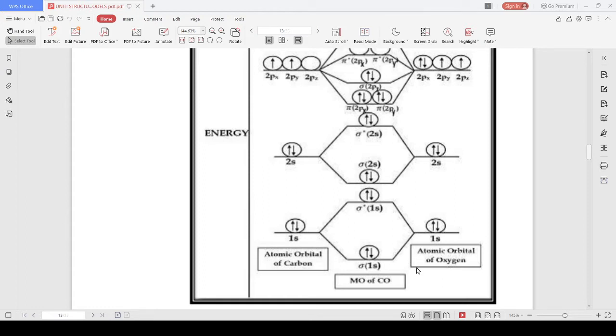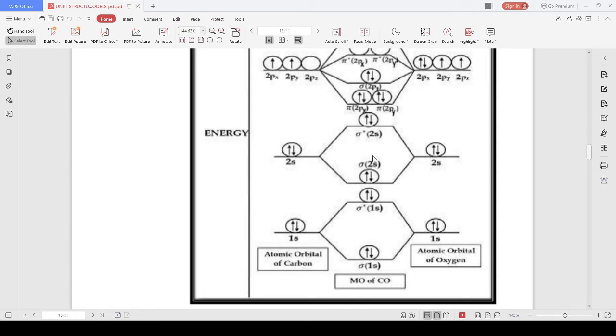At the same time, in the atomic orbital of oxygen, one electron goes to join the molecular orbital sigma 1s. So 2 electrons pair up in sigma 1s2, and at the same time sigma star 1s2.